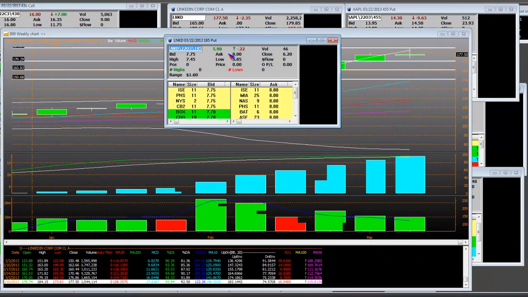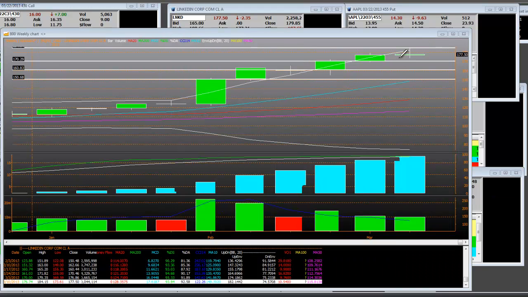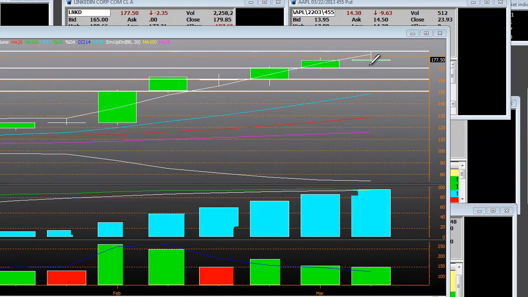We had the 185 puts. It got to 5.85 for calendar 3/22 of 2013 on the 185 put. And when we hit 185, we traded up. They have a $1.60 range. But now, because of the overbought levels of this great bull, we're going to pull back and we're going to use the put side.